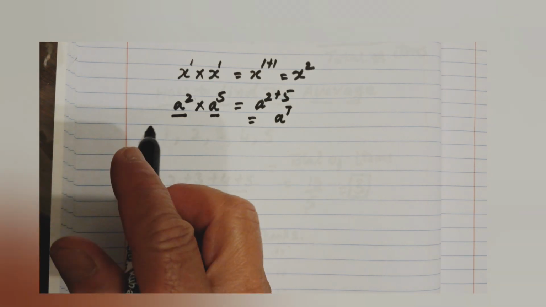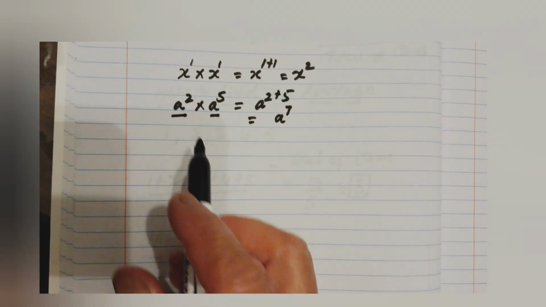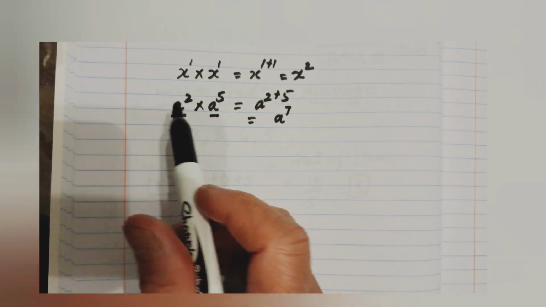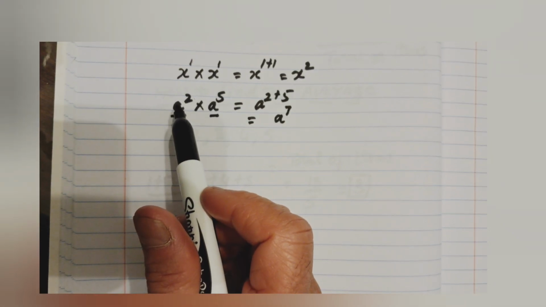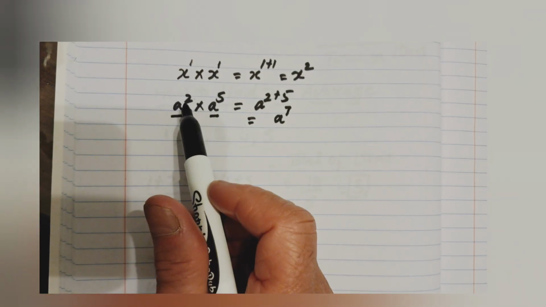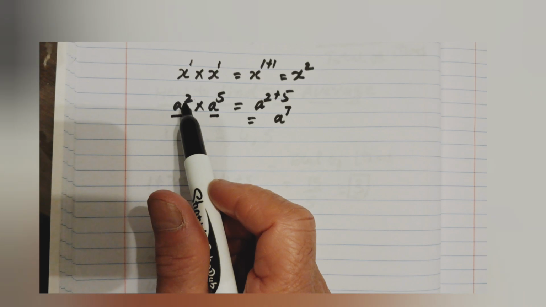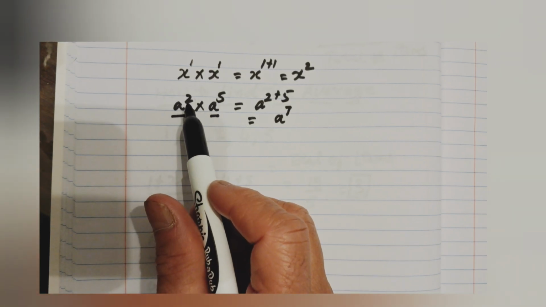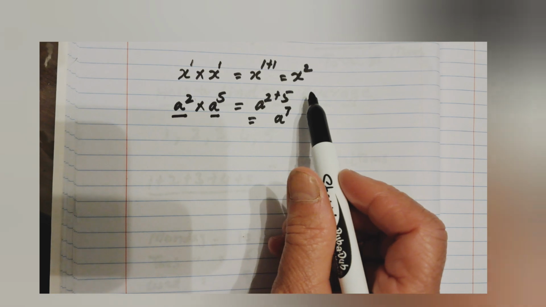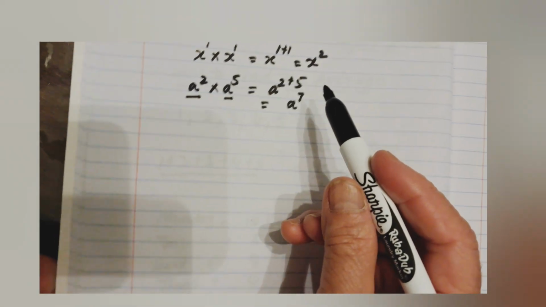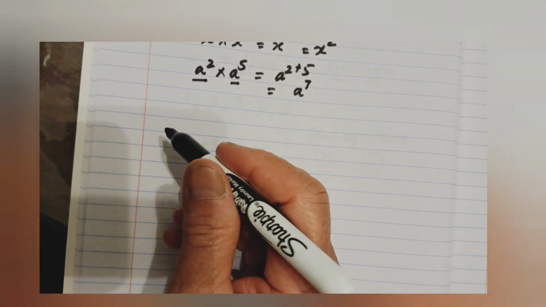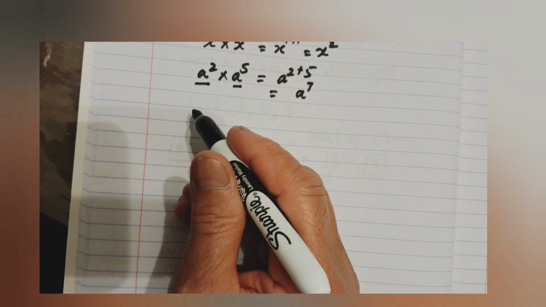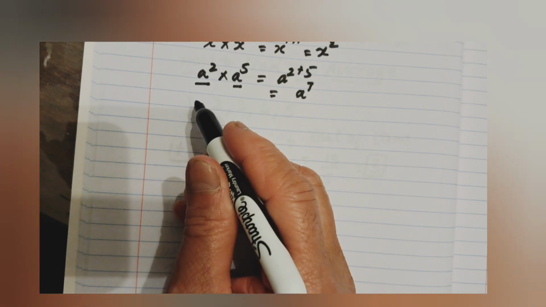So this is the rule. When we multiply, the powers are added. Maybe the powers are the same, maybe the powers are different, like a to the power of 2 and a to the power of 5, but the powers are added. One more example, another question.